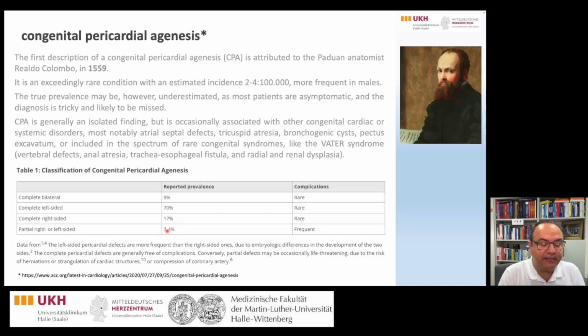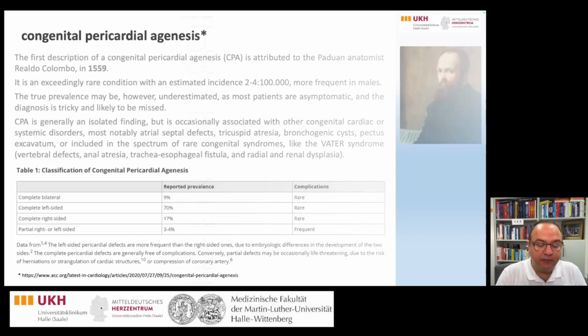In rare cases, we have some partial right or left-sided pericardial agenesis, and exactly in these patients, the complications might be more prevalent because of the small agenesis. There might be some herniation of coronary arteries or chambers, and these may produce symptoms. But usually in patients with complete left-sided, right-sided, or both-sided pericardial agenesis, the patients are asymptomatic.